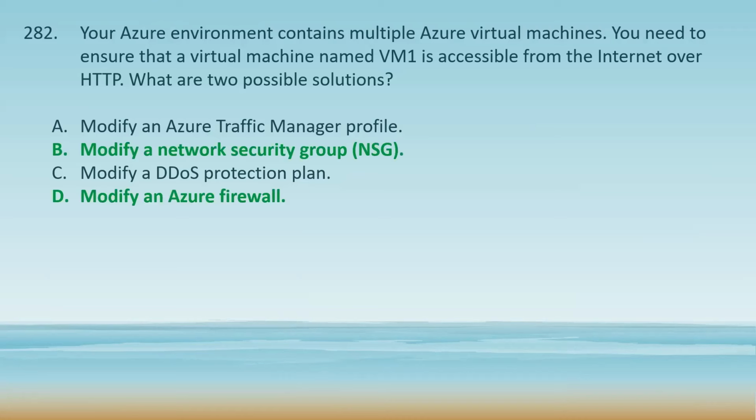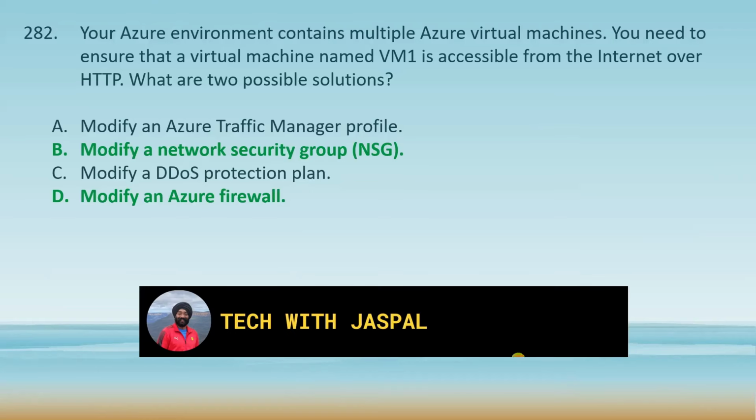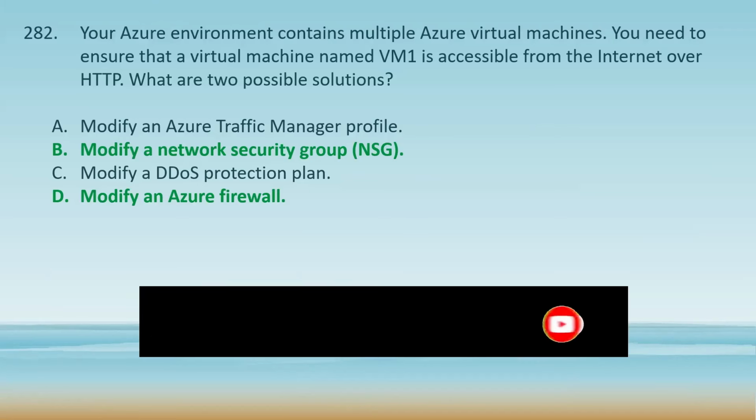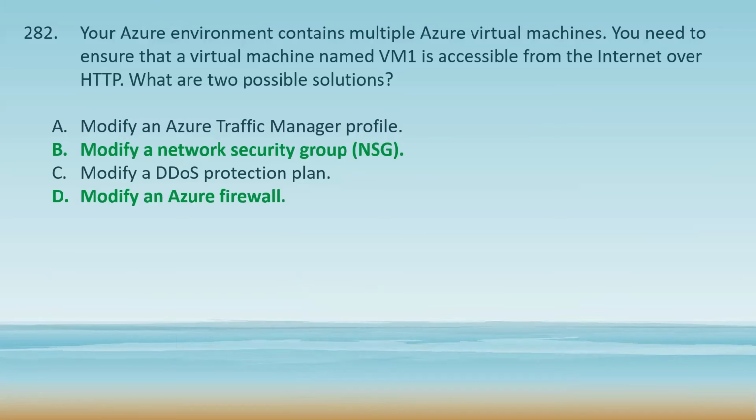Network security groups act as virtual firewalls for controlling traffic to virtual machines in Azure. To allow HTTP traffic to VM1, you can modify the NSG associated with the subnet or network interface of VM1 to allow incoming traffic on port 80, which is HTTP. You need to create an inbound security rule allowing traffic on port 80 to reach VM1.